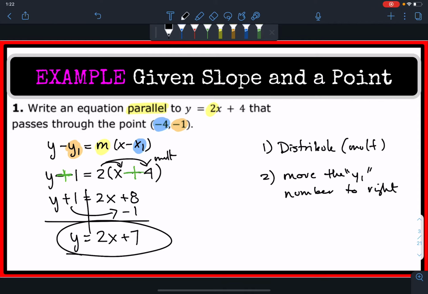So plugging in the x value tells us that y is equal to -1, which is matching again the coordinate pair. So I know that this equation is going to be the correct equation that is parallel and goes through that point there.